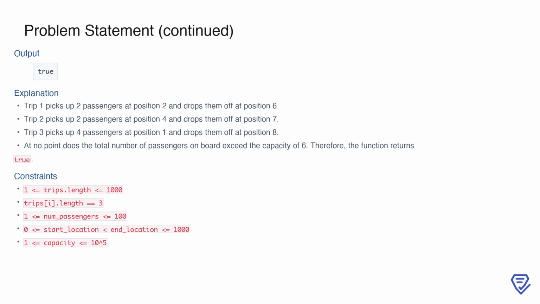As passengers are dropped off along the way, the total number on board remains within the limit. For example, at position 6, the 2 passengers from the first trip are dropped off, and by position 8, all remaining passengers are dropped off. Since the capacity is never exceeded, the function returns true. The constraints for this problem ensure that there can be up to 1,000 trips, with each trip specifying up to 100 passengers and stop positions ranging from 0 to 1,000. The capacity can be as high as 100,000.